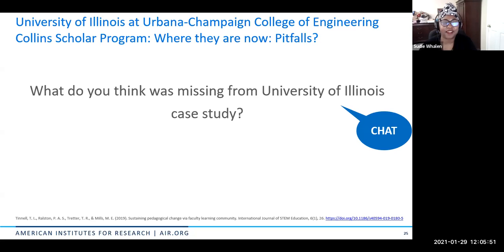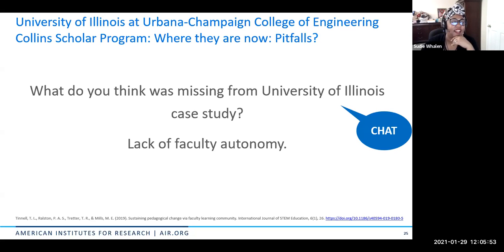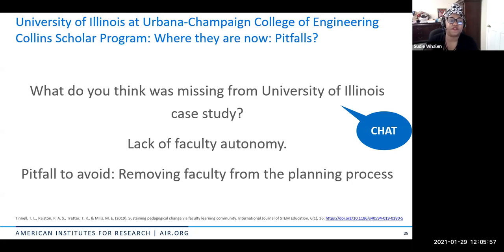I know. Faculty ownership, yes, Janie. There was a lack of faculty autonomy. The pitfall here to avoid is removing faculty from the planning process. So what we've seen from the three that I included here, and I really wish I kept the third one in because I thought this was going to take way longer.